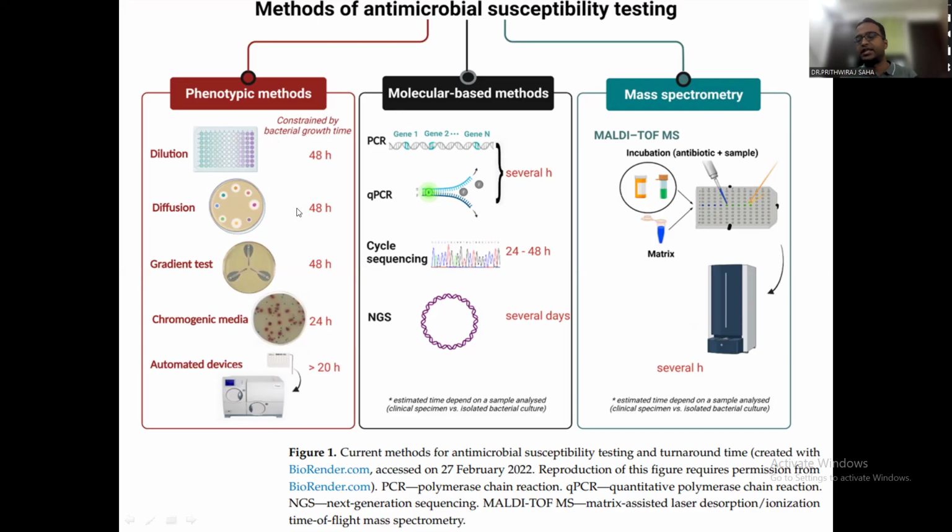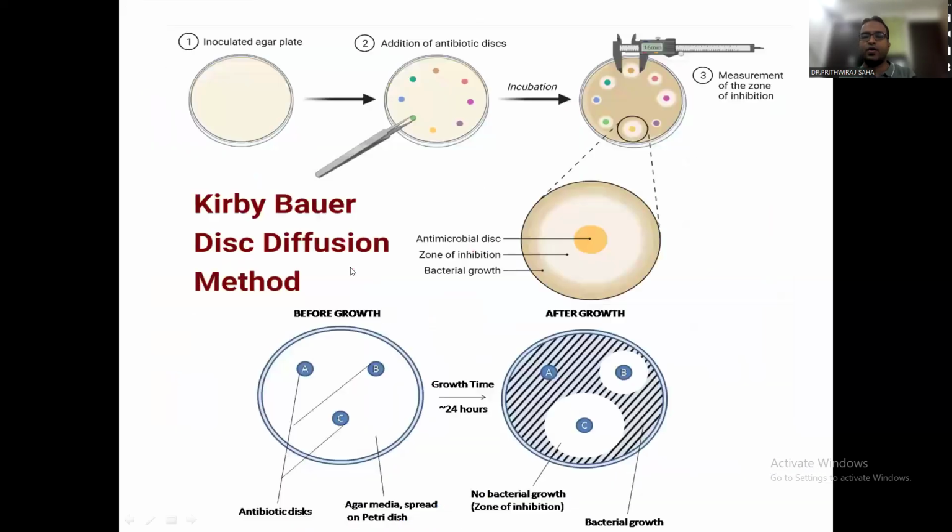So we will be discussing one by one before going into these molecular methods or mass spectrometry. We'll not be discussing this in detail. We will be discussing this molecular method while we discuss the resistance pattern in the subsequent part of these lectures. And today we will be focusing on these phenotypic methods.